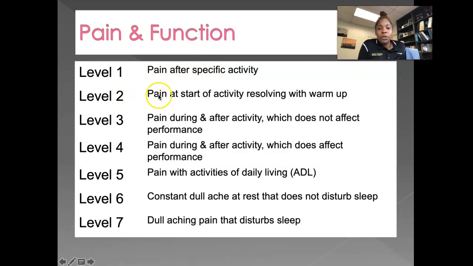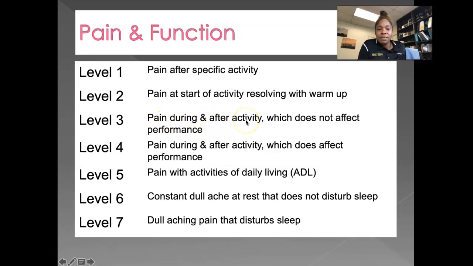Then you have level 2. It starts with the activity, but then once they're warmed up, it goes away. And so again, I don't know if this is a good pain to have, because depending on my pain tolerance, if I have pain in my first 2 steps of activity, I'm probably going to come see you and say, oh, I can't practice today, right? So you have to have a patient who wants to work hard, who wants to push through with this level 2 pain.